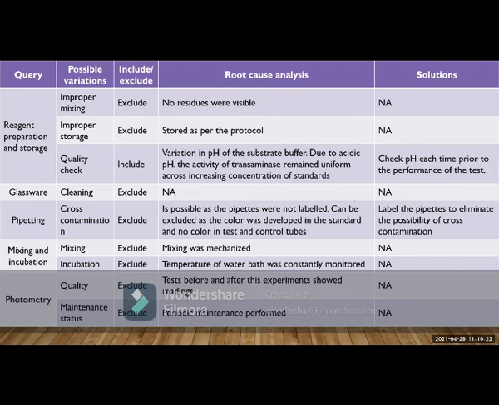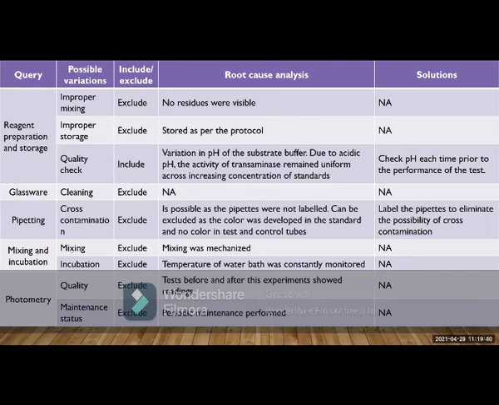However, it can lead to some problems when we do it again, so it's very important to correct this. The solution will be to label the pipettes to make sure that there is no cross contamination. Okay, so we go into the next factors.